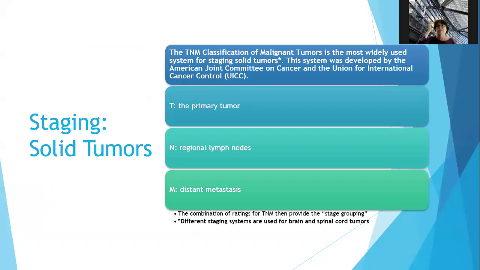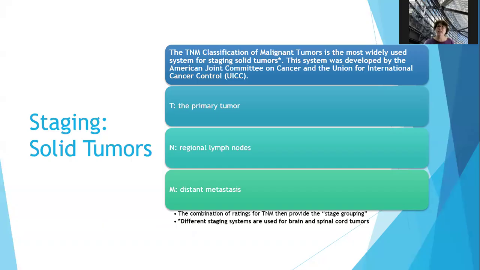So the TNM classification is the most widely used system for staging solid tumors. T is the site of the primary tumor, or where the primary tumor is. N is the regional lymph nodes, and M is metastasis. So T is tumor, N is node, and M is metastasis. I do want you to know that. There are different combinations of them, and I'll give you some examples.